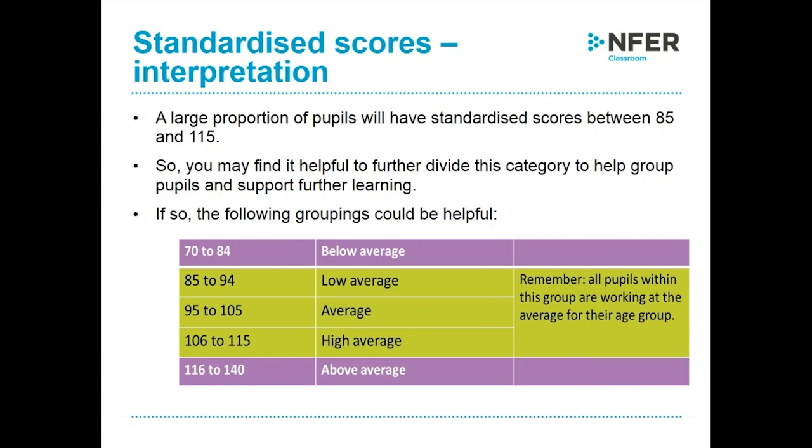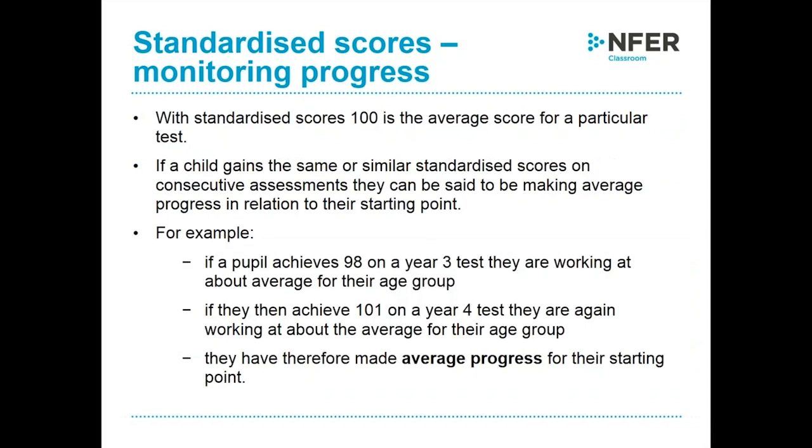So how do you use standardised scores to monitor progress? This is one of the benefits of using standardised scores: the ability to monitor progress over time. As I've explained, with standardised scores, 100 is the average score for a particular test. If a child gains the same or similar standardised scores on consecutive assessments, they can be said to be making average progress in relation to their starting point.